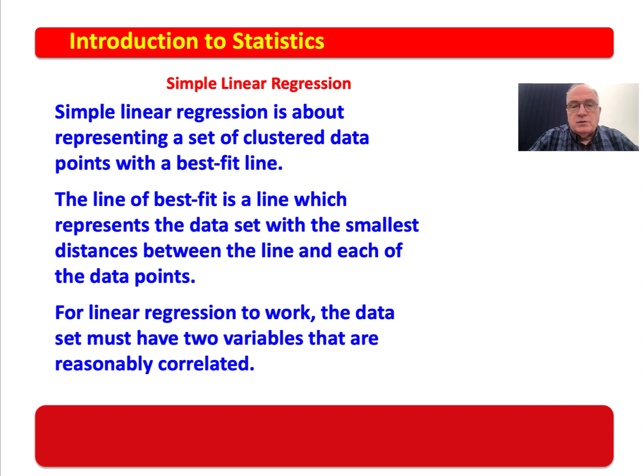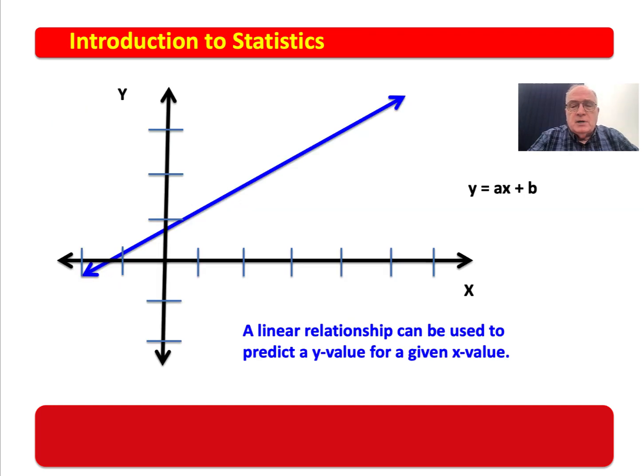So when we start doing linear regression, one of the first things that we're going to have to establish is that the data points, or the two data sets, are reasonably correlated. They have a correlation which would allow one to be used to predict the other, since they are correlated. A linear relationship can be used to predict a y value for a given x value.